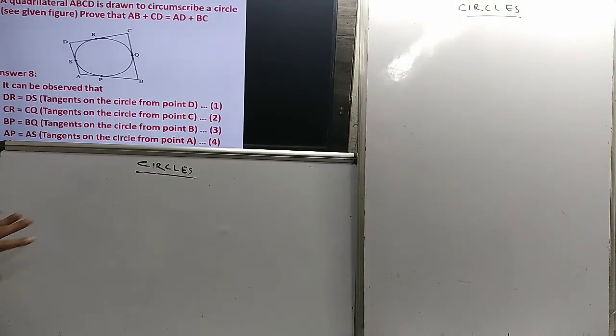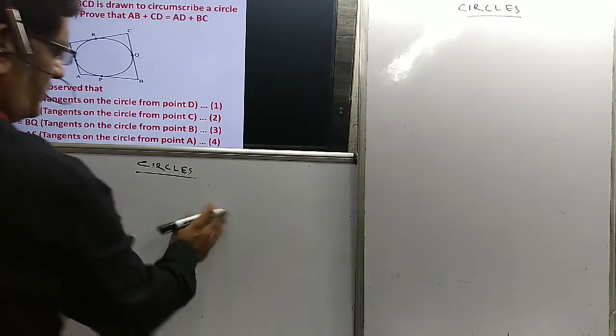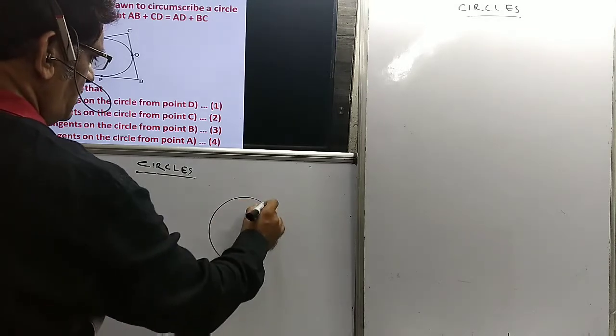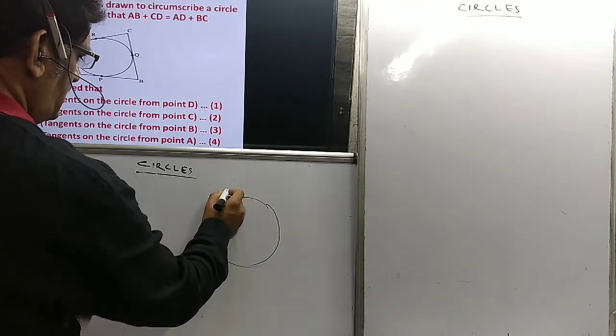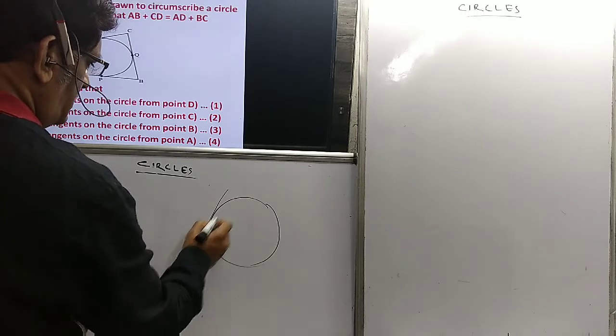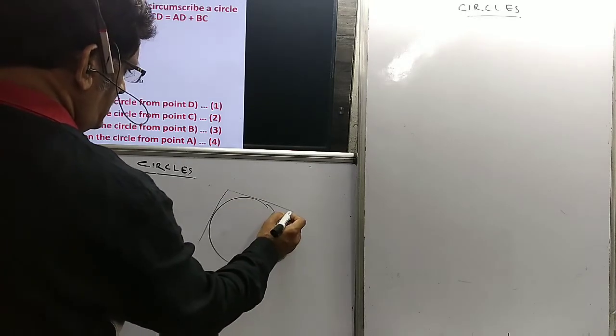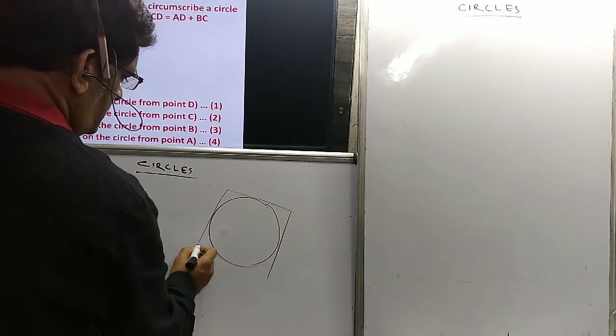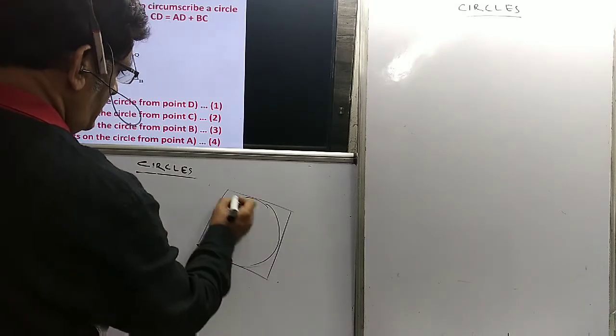Now what is given in this problem number 8? ABCD is a quadrilateral drawn to circumscribe a circle. Circumscribing a circle means it is intersecting the circle at distinct points.